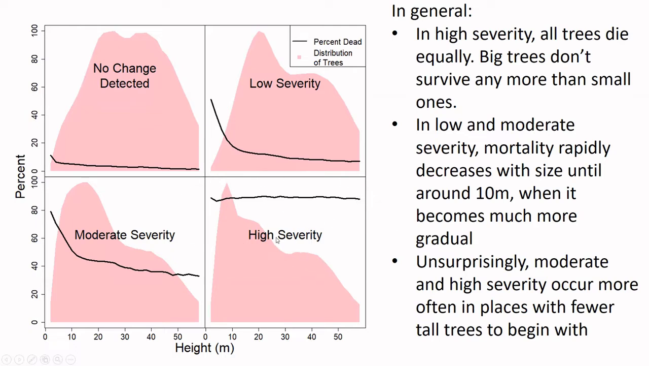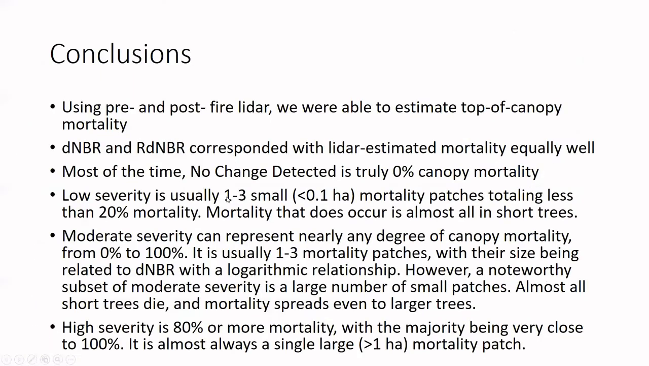And high severity is occurring in places that don't have as many tall trees to begin with, which is what we can see in the red in the background. This is just a histogram of the pre-fire tree heights in the places that were high severity to begin with. And I am coming up on time, so I'll just end it there.